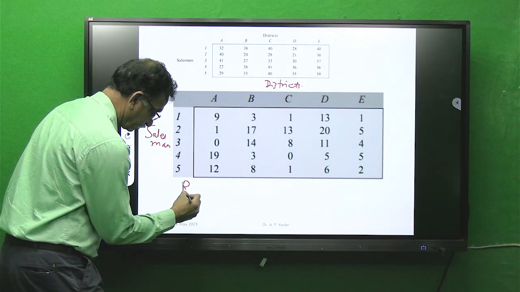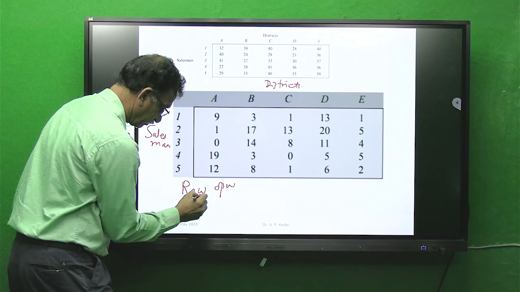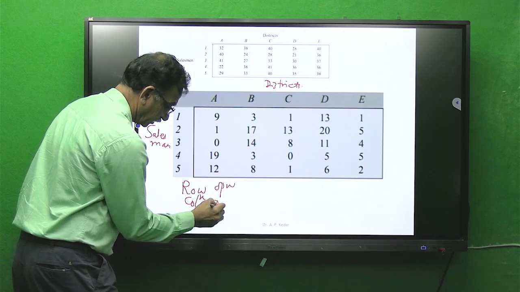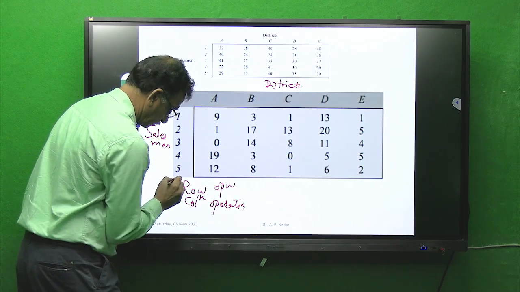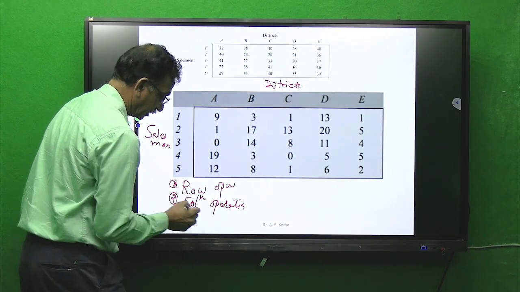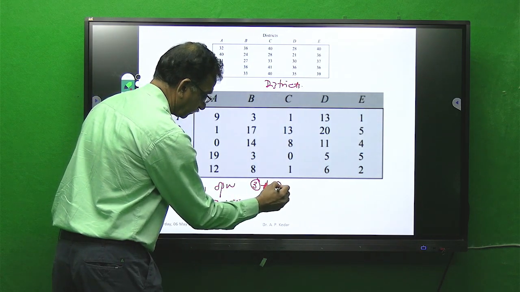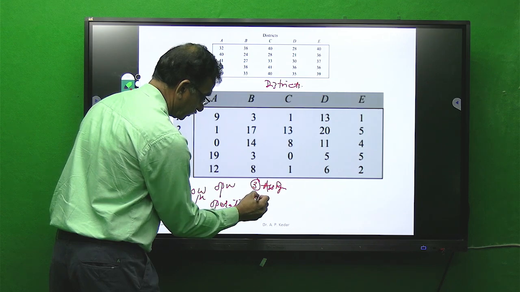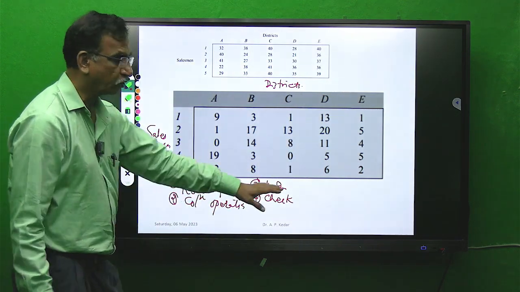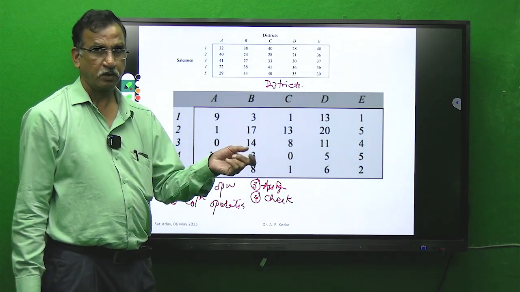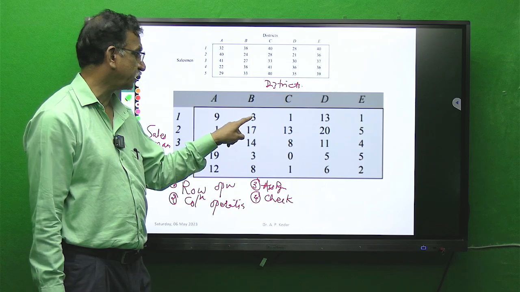Perform row operation, perform column operation. First row, second column, third assignment, and fourth check. Once you get the optimal solution, you will get assignment at respective places. Suppose you get an assignment over here.